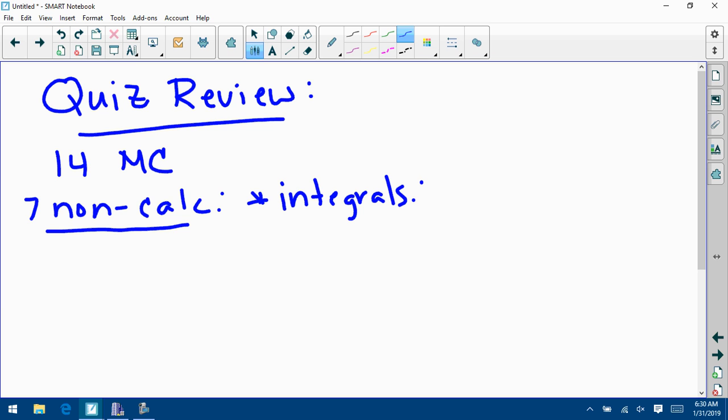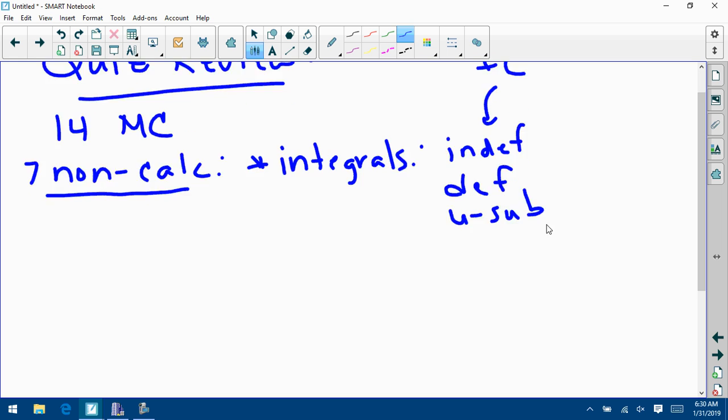And integrals could be indefinite integrals. That's when there's no bounds. So if there's no bounds, what do you need on the end? Plus c. Could be definite integrals where you have bounds. And there's some that are u sub. But be careful, they're not all u sub. So make sure you don't just try to u sub everything. You don't always need u sub. You only use u sub in certain cases. And we'll talk about that in the review sheet in a second.